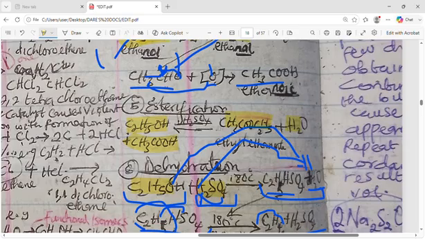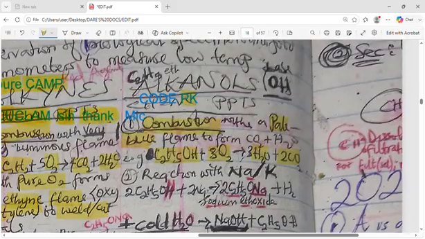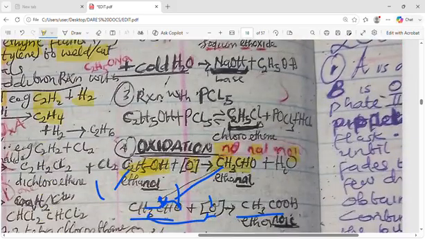So that one you get, and there will be a catalyst, H2SO4. So that's esterification. So from the code, the remaining PK, we say code and PK. So the letter P, that's phosphorus pentachloride. So you can also still take your ethanol and add it with phosphorus pentachloride.